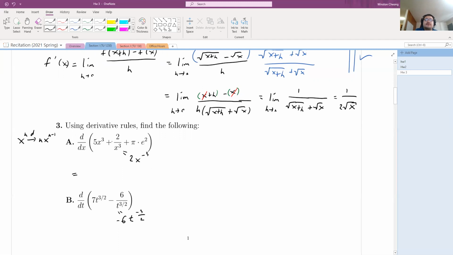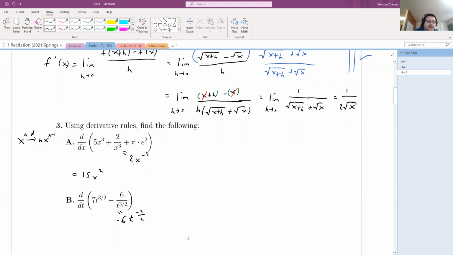The 5x cubed. Someone? Good, yes. So normally though, when you type it, you would use the caret symbol. So it's the shift number 6 is how you would do it. You don't have to say "to the power of," but yes, very good.